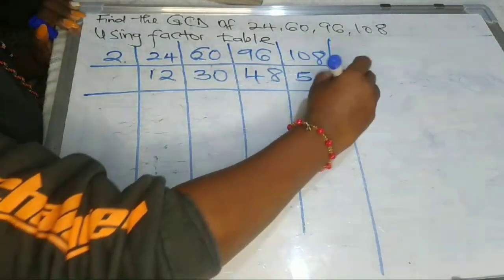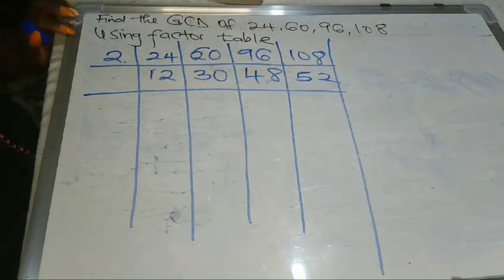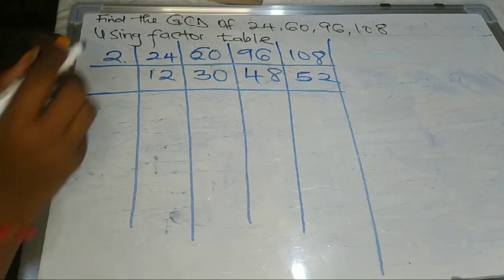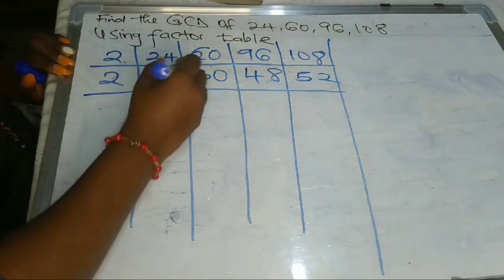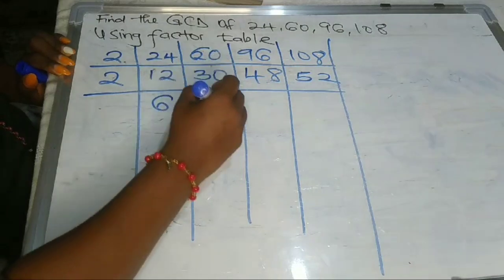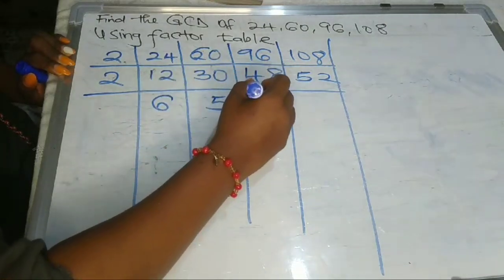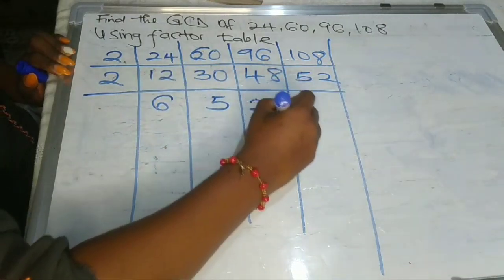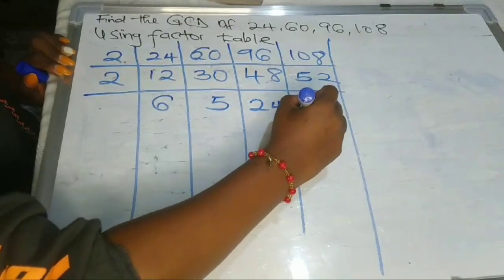Next, another prime factor which can divide all these numbers. I think you can see all of them are divisible by 2 again. So we repeat: 12 by 2 is 6, 30 by 2 is 15, 48 by 2 is 24, 54 by 2 is 27.